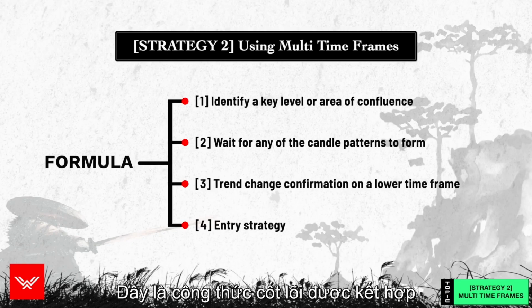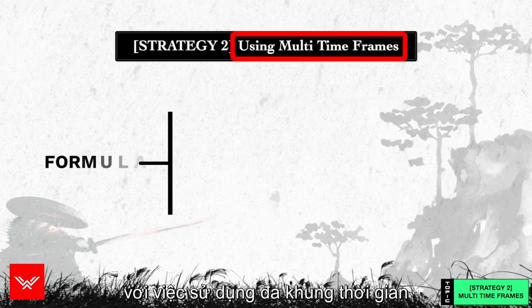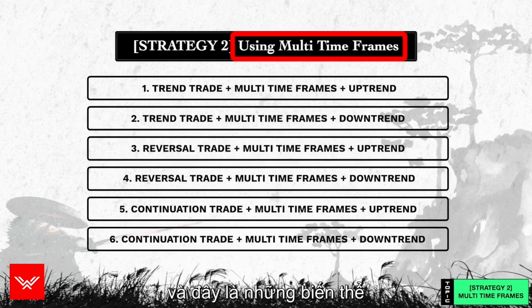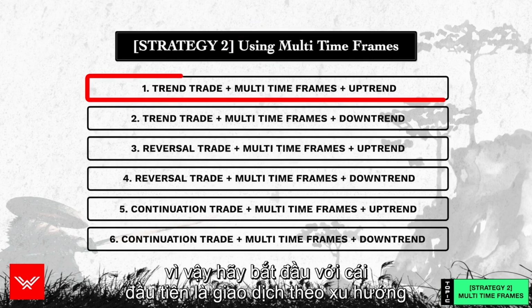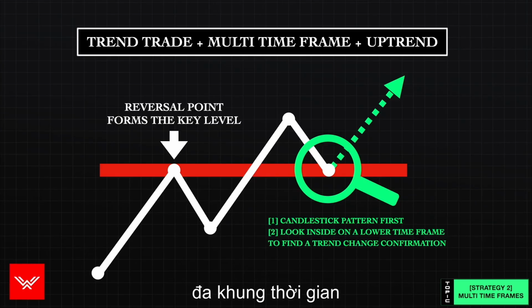Now here's the core formula, combined with the use of multi-time frames. And here are the core variations of the strategy. So starting with the first, which is a trend trade in an uptrend using multi-time frames.